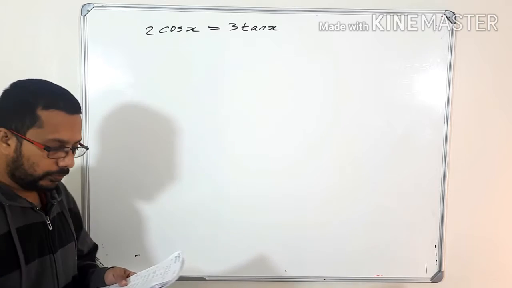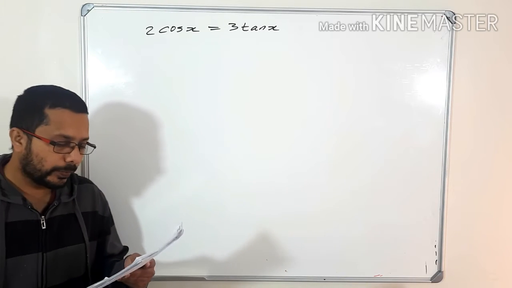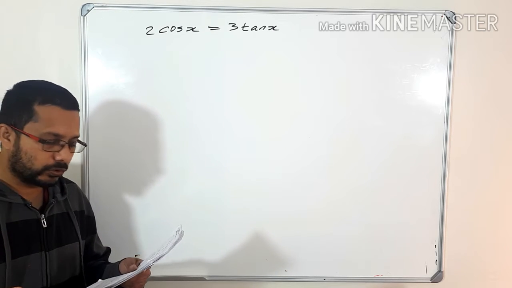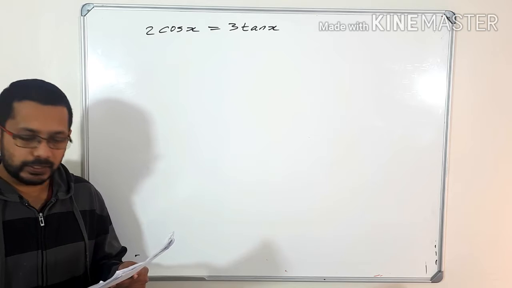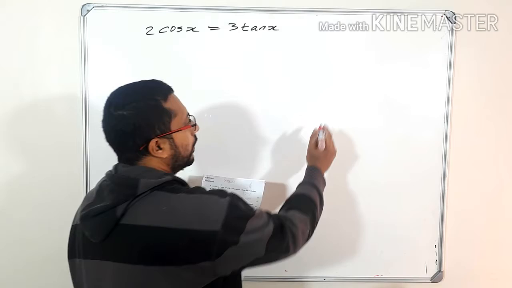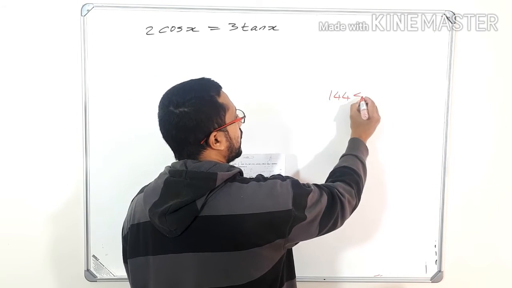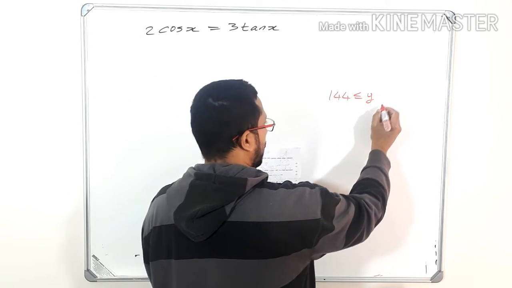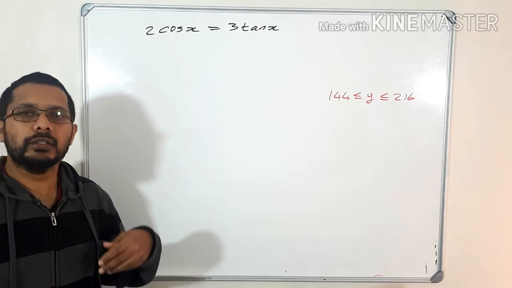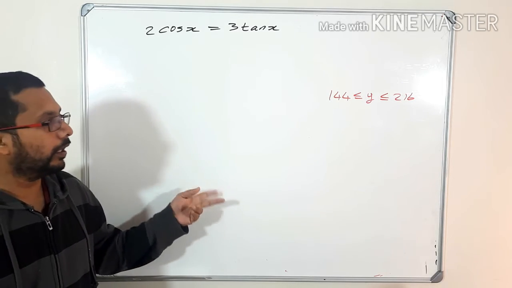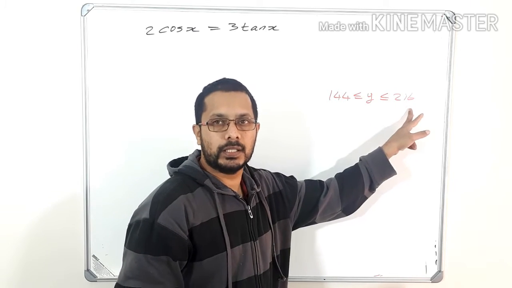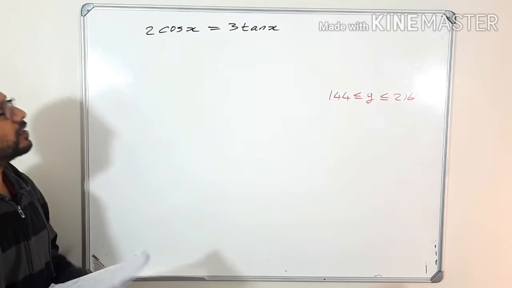Okay, question number 5.4.3. Hence determine two values of y. We have to find another two values of y, and what is the condition? The value of y must be between 144 less than or equal to y and less than or equal to 216. So it means that we have to find two values of y, and the value of y is between 144 and 216.